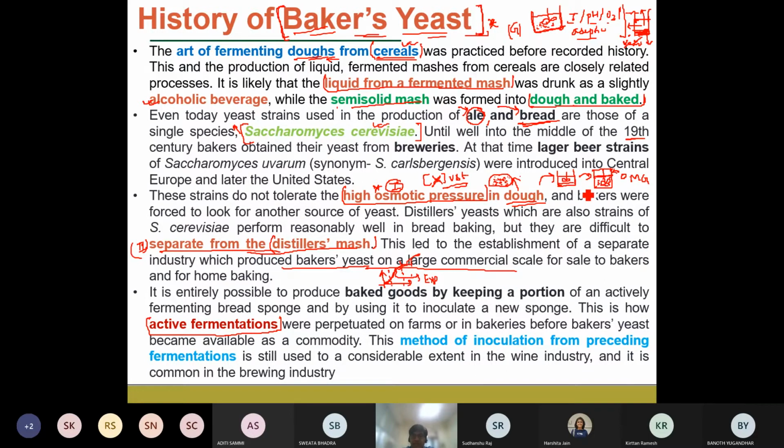And another disadvantage is that when you are taking a small inoculum, in the case of these cereals or the traditional fermentation process, as I told you, the aseptic condition is not maintained. Aseptic condition means that contamination by other microorganisms is present in those types of traditional fermentation processes.